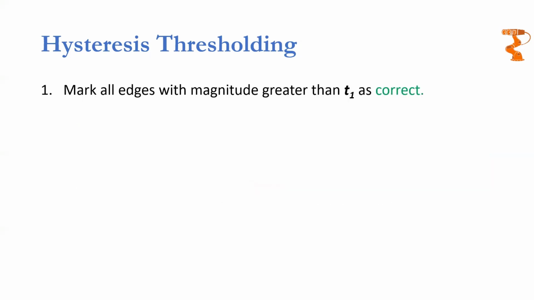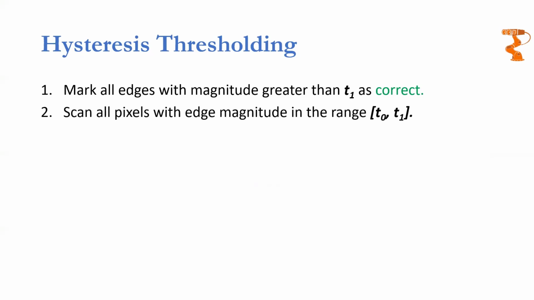So what is going to happen? We are going to mark all the pixels which have magnitudes greater than T1 as correct, that is, they are part of an edge. So this is the first step. Secondly, we are going to remove all the pixels that have magnitudes less than T0. Okay, so now in the image we will be left with two things. A pixel having a value greater than T1, we know that that is an edge. And a pixel having a value between T0 and T1. Now what to do about these pixels?